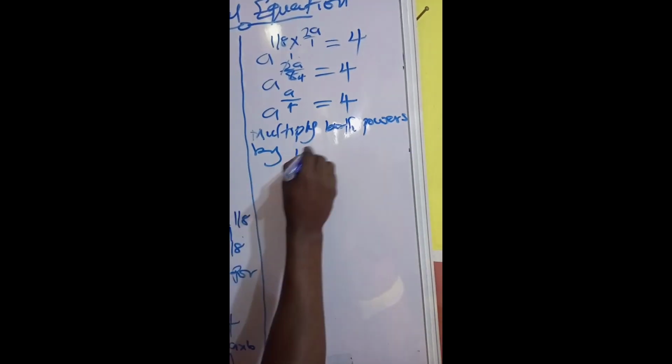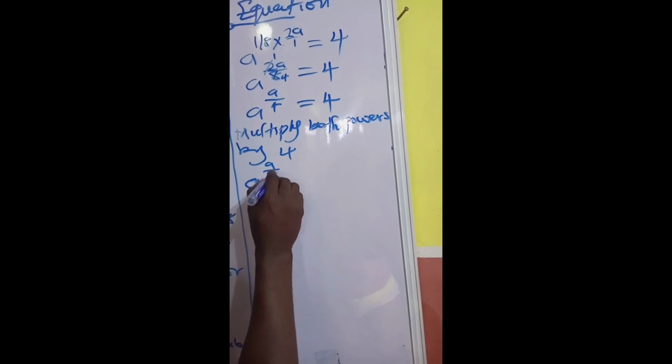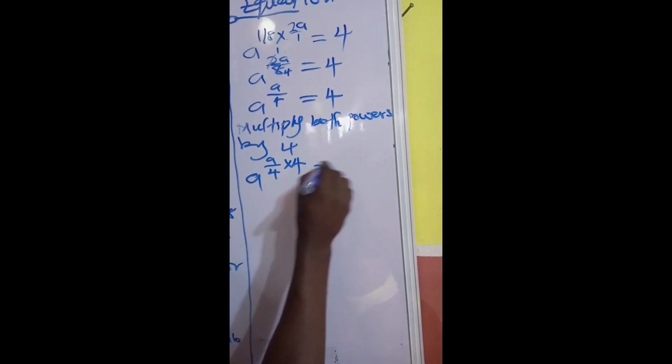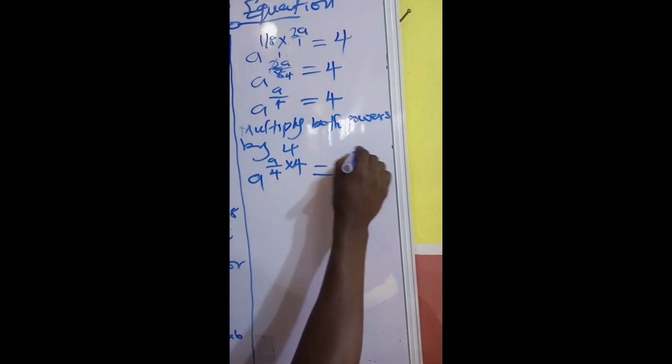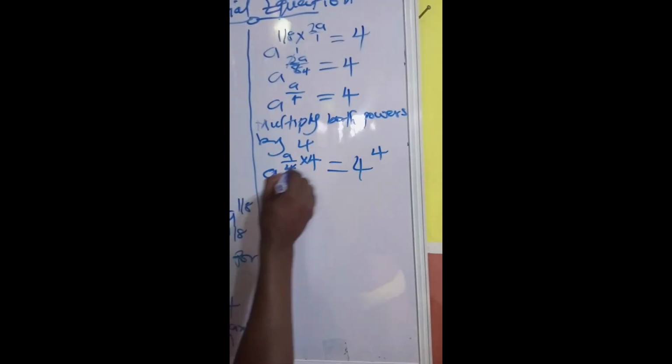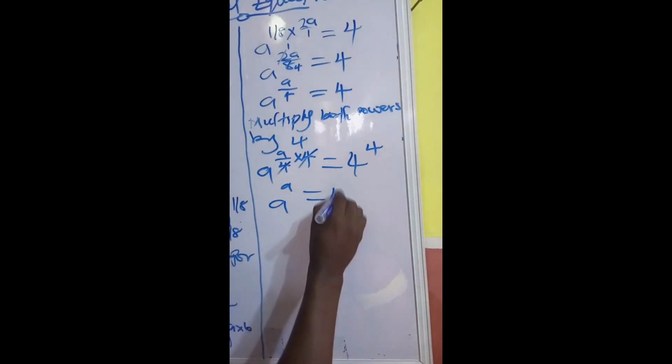by 4. In that regard, you are going to have a raised to power a over 4 times what? 4. Both powers, that is the power here and the power here. And this 4 raised to power 4 here. This will cancel this. You are going to be left with a raised to power a, and that's going to be 4 raised to power 4.